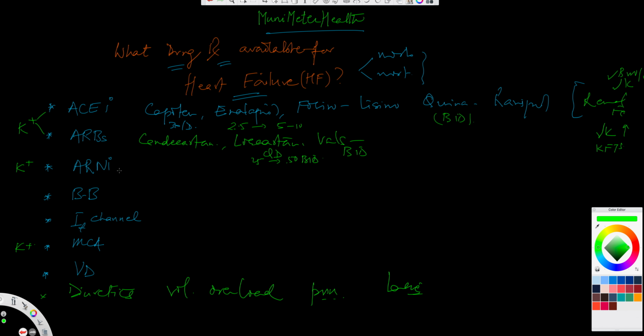Angiotensin receptor neprilysin inhibitor. And the dosages that you normally start are 24, 26, 24 being the ARB, and the ARB here is valsartan. Actually, it is valsartan. And here the 26 is your neprilysin inhibitor, which is sacubitril. So valsartan, sacubitril. Valsartan is about 24 and 26. Don't ask me why, but that's how the combination is.